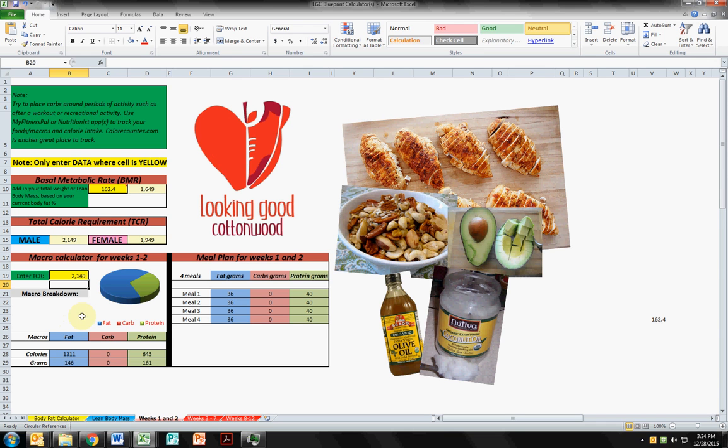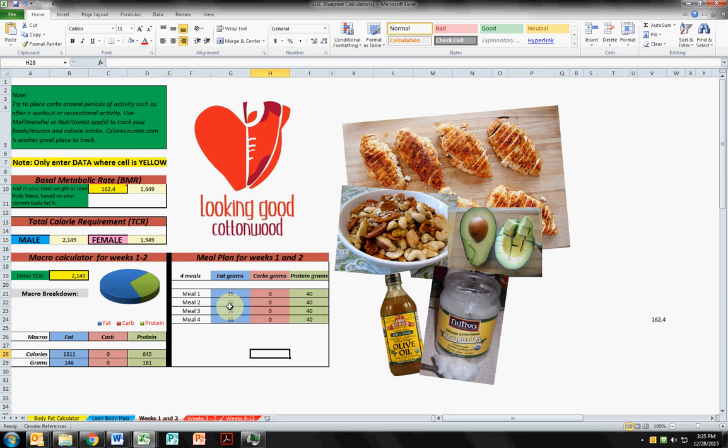So here's the macronutrients right here, broken down for you, and then here are your meals for weeks 1 and 2. So there are 4 meals for weeks 1 and 2. You can increase that to 5 if you want, and you just simply split these grams into 5 meals. So that's it, easy peasy, no problem there. Simple mathematics. So that pretty much sums weeks 1 and 2 calculator up.